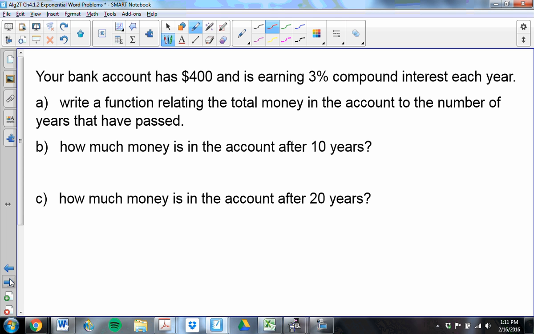So your bank account has $400 and is earning 3% interest compounded each year. Write a function relating the total money in the account to the number of years that have passed. Well, it's still going to be this type of function, only in this case, we use the principal. P is the principal, meaning starting amount of money, and because we're doing a percentage, we add it to 100. So if we're gaining 3%, our formula is really going to be y equals p times 1.03 to the x.